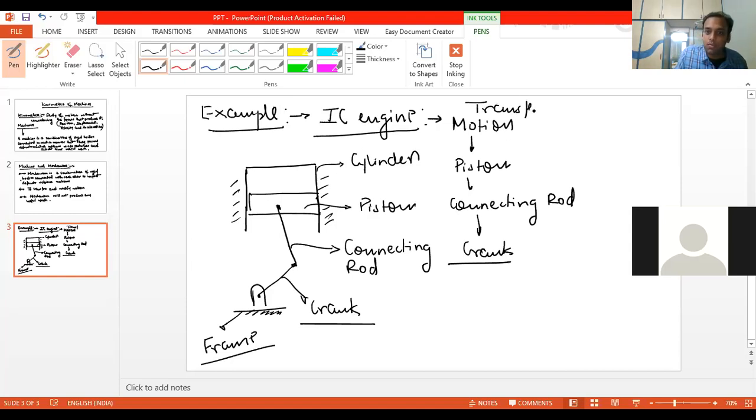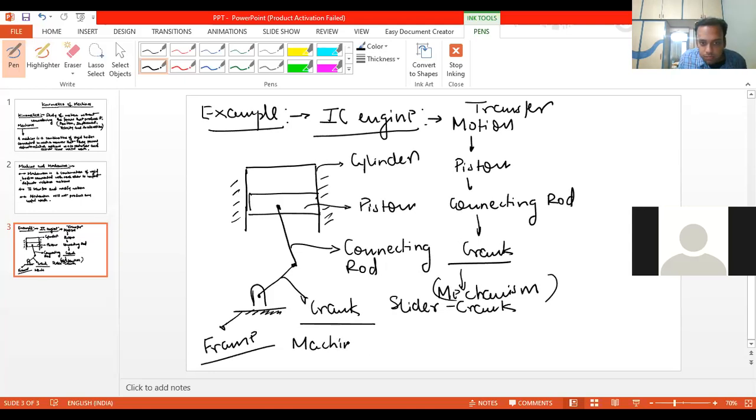So the motion is being transferred from the piston to the crank. Here you can refer to this arrangement as a mechanism. Basically this is a popular mechanism, generally referred to as the slider crank mechanism. Then what is a machine? If this is a mechanism, then what is a machine?